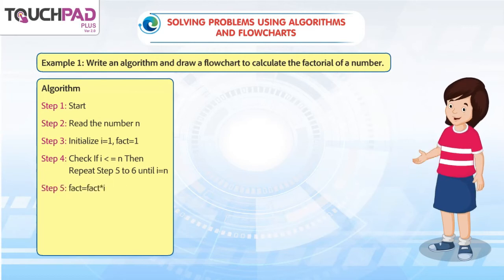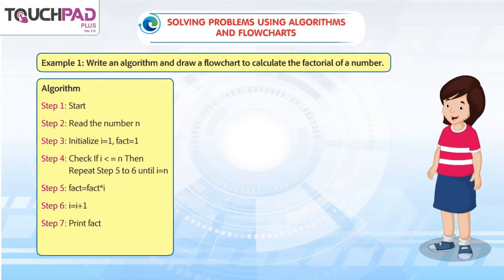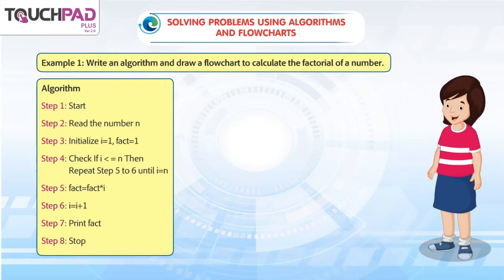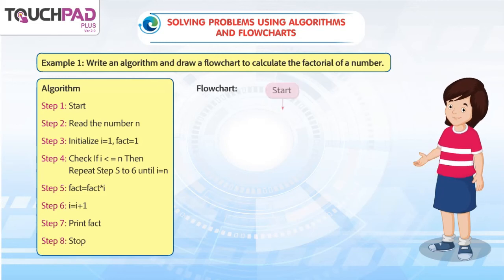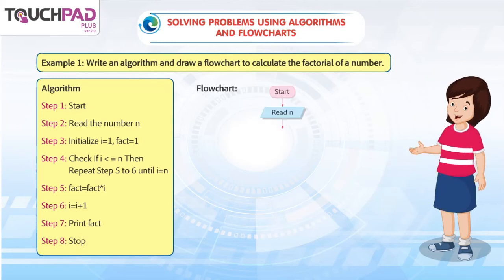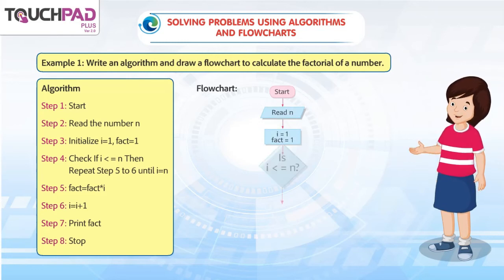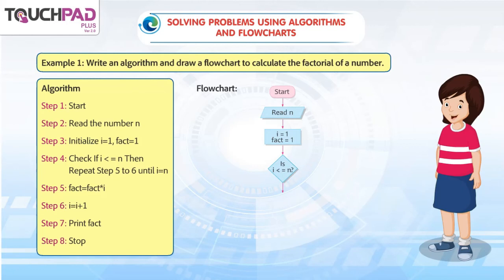Step 5. Fact is equal to fact multiplied by I. Step 6. I is equal to I plus 1. Step 7. Print fact. Step 8. Stop. Flowchart. Start. Read n. I is equal to 1. Fact is equal to 1. Is I less than or equal to 1?